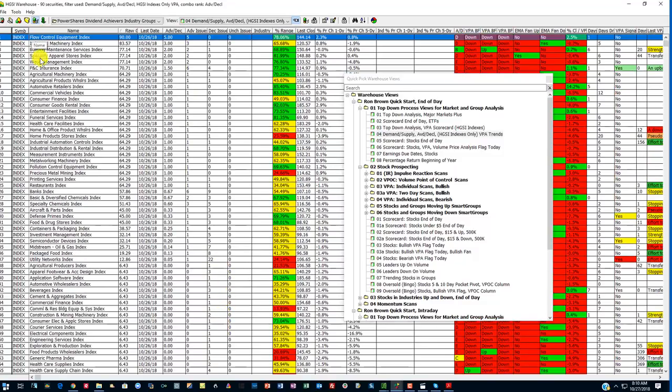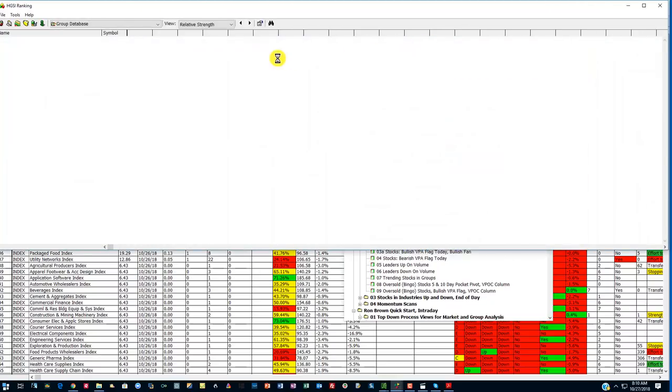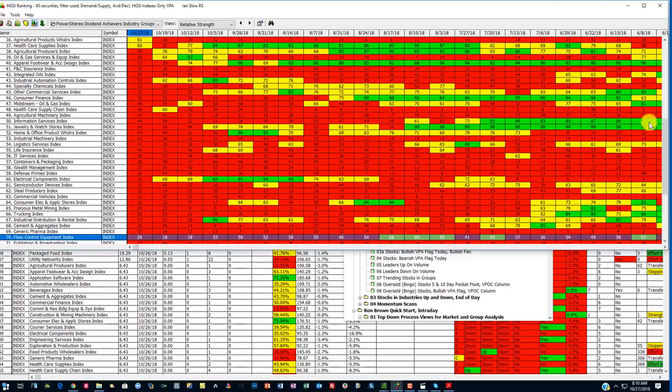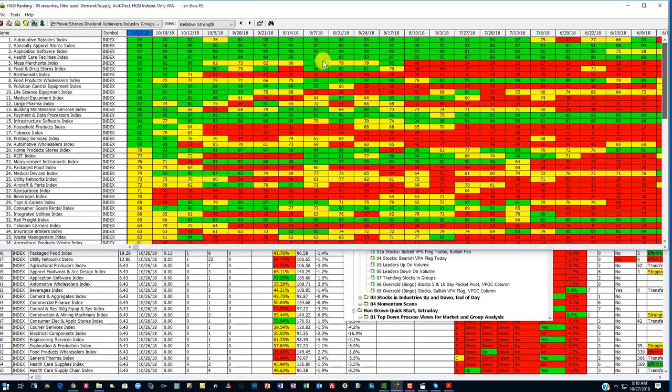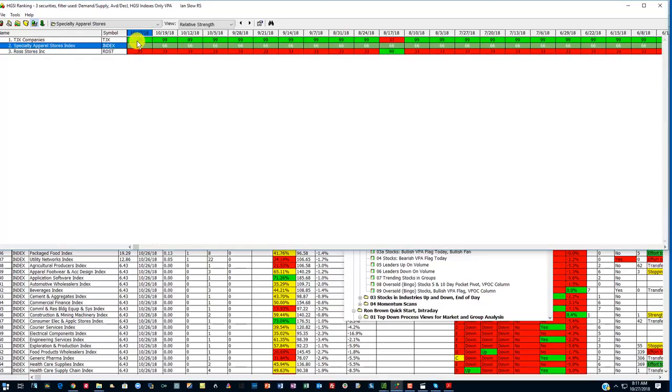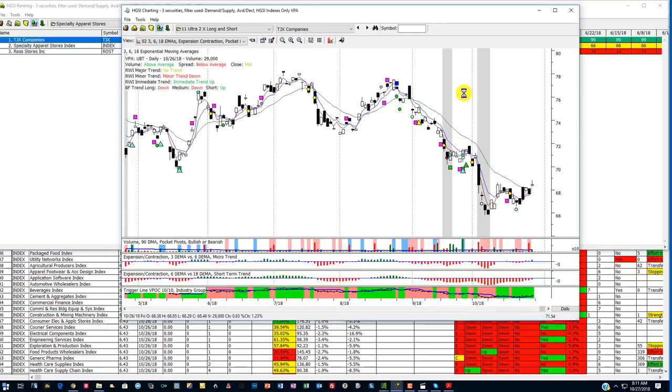But still, I think this is very helpful, because you can go into the ranking module and see where the strength is within these dividend achievers. Even if there's only one stock, you'll know that group is doing well. Let's take a look at the specialty apparel stores. I'll change to that. You can see here's the index. There's only two stocks in here. Let's just look at these charts.